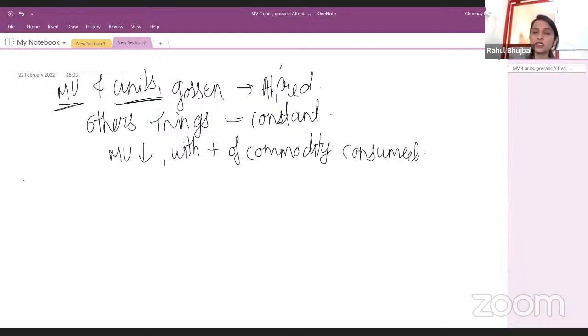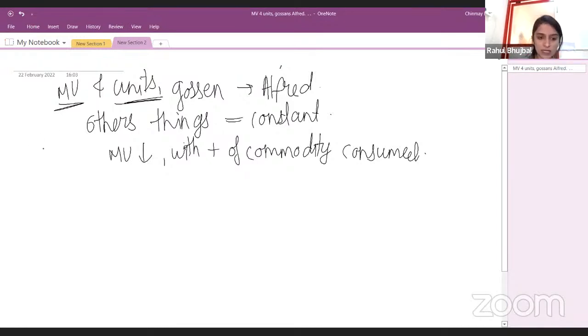What is this law? The first thing you're going to do is explain the introduction, that is, who has explained this law. All the laws, may it be demand, supply or utility, are explained by Alfred Marshall. The statement for all of these begins with other things remaining constant. So what is the statement? Other things being constant, marginal utility goes on decreasing with every additional unit of commodity consumed.